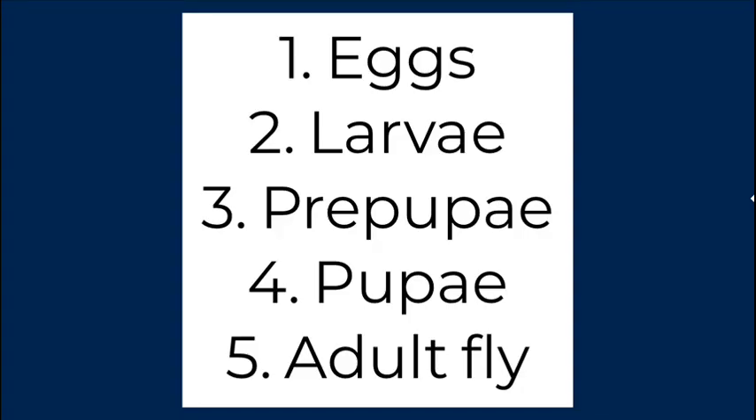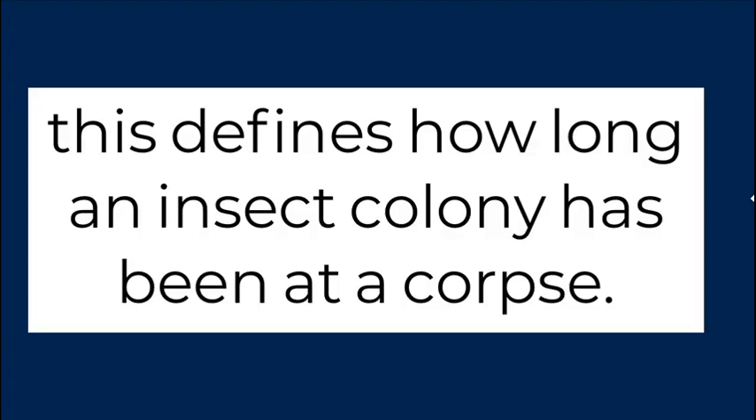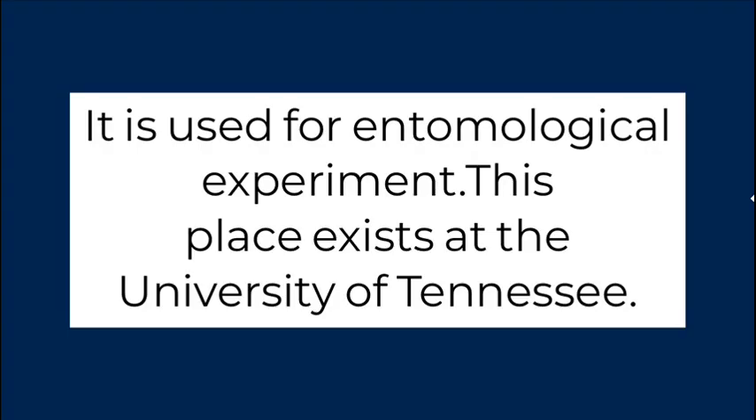1. Eggs. 2. Larvae. 3. Prepupae. 4. Pupae. 5. Adult fly. Residence time. This defines how long an insect colony has been at a corpse. The body farm. It is used for entomological experiment. This place exists at the University of Tennessee.